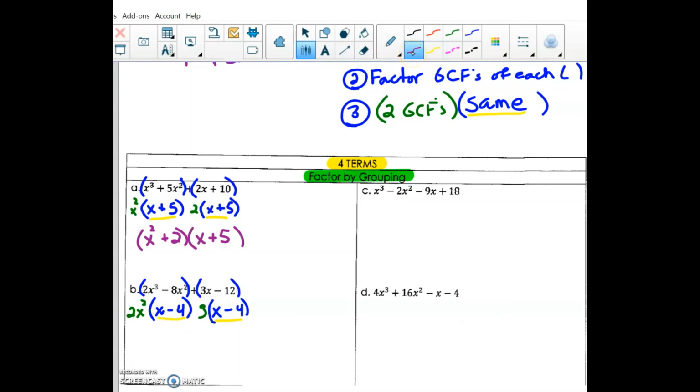So we'll write our answer, 2x squared plus 3. These are the two GCFs. And then the second parentheses is what's the same, x minus 4. And so the purple becomes the answer to that problem. Moving on to the C example.